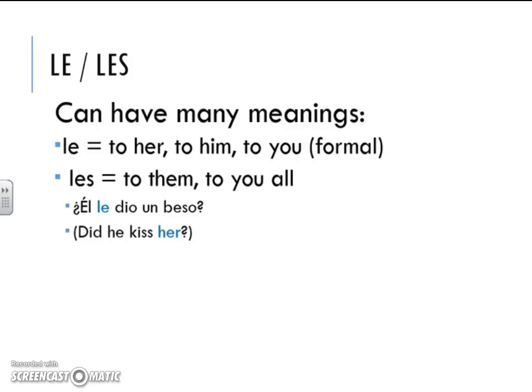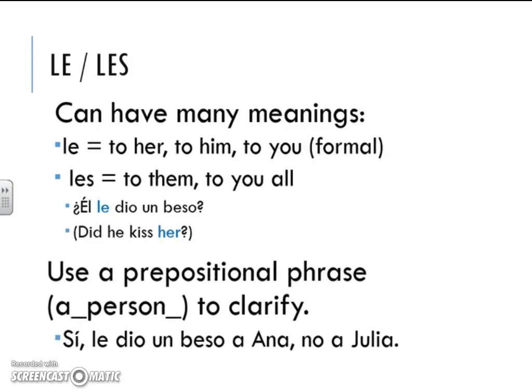Okay, so let's clarify le and les real quick. Le can have many meanings. It could be to him, to her, to you. Les could be to them or to you all. So if we had the sentence, "él le dio un beso," did he kiss her? We may not be clear on who her is. So we could use a prepositional phrase. We could say a and a person to clarify. So yes, he kissed her, meaning to Ana. A Ana, no a Julia. And that would clear up what le is. So you might see that prepositional phrase accompanying the indirect object pronoun for clarity.